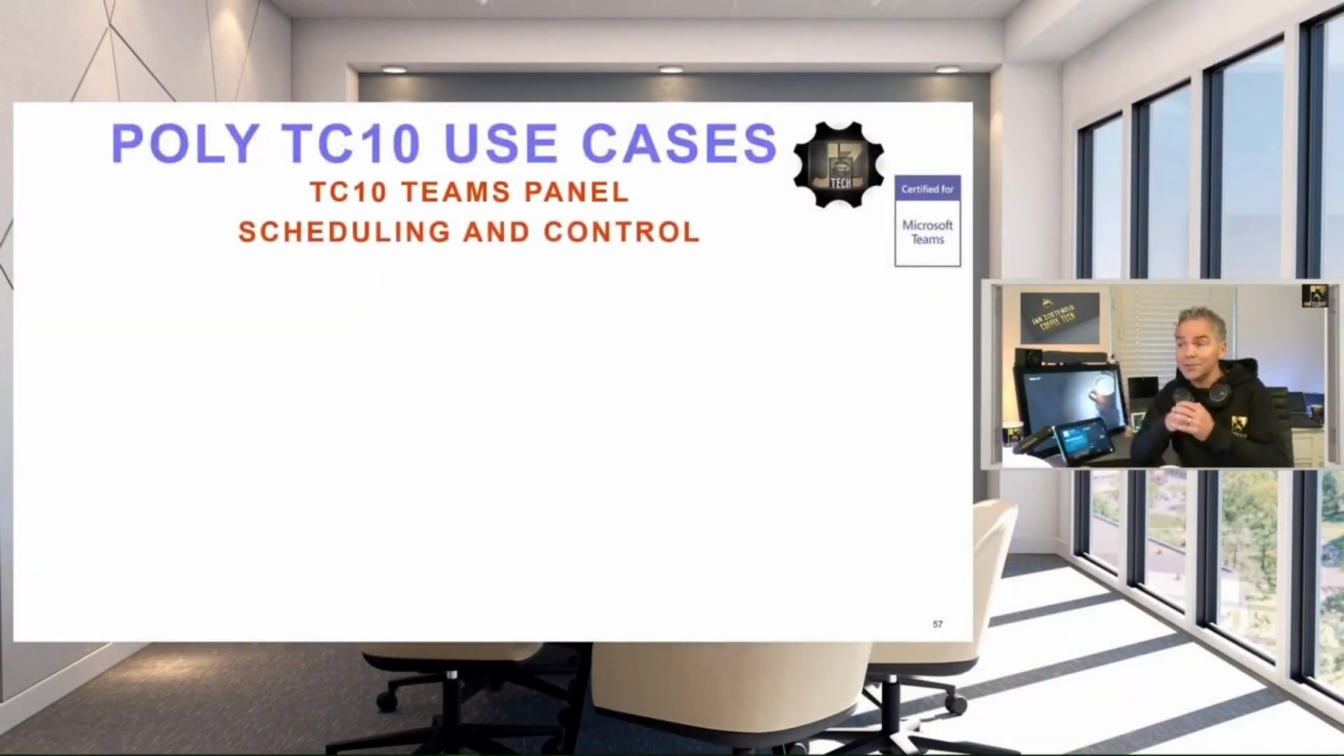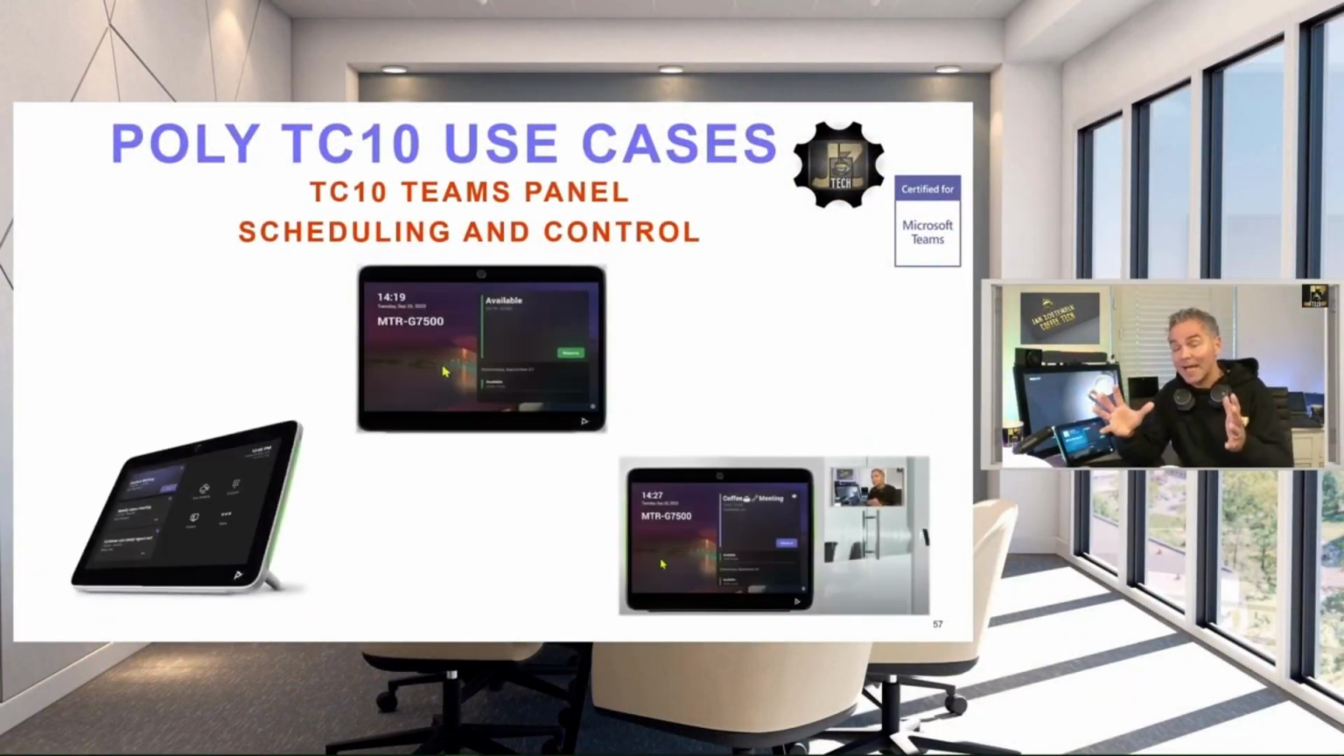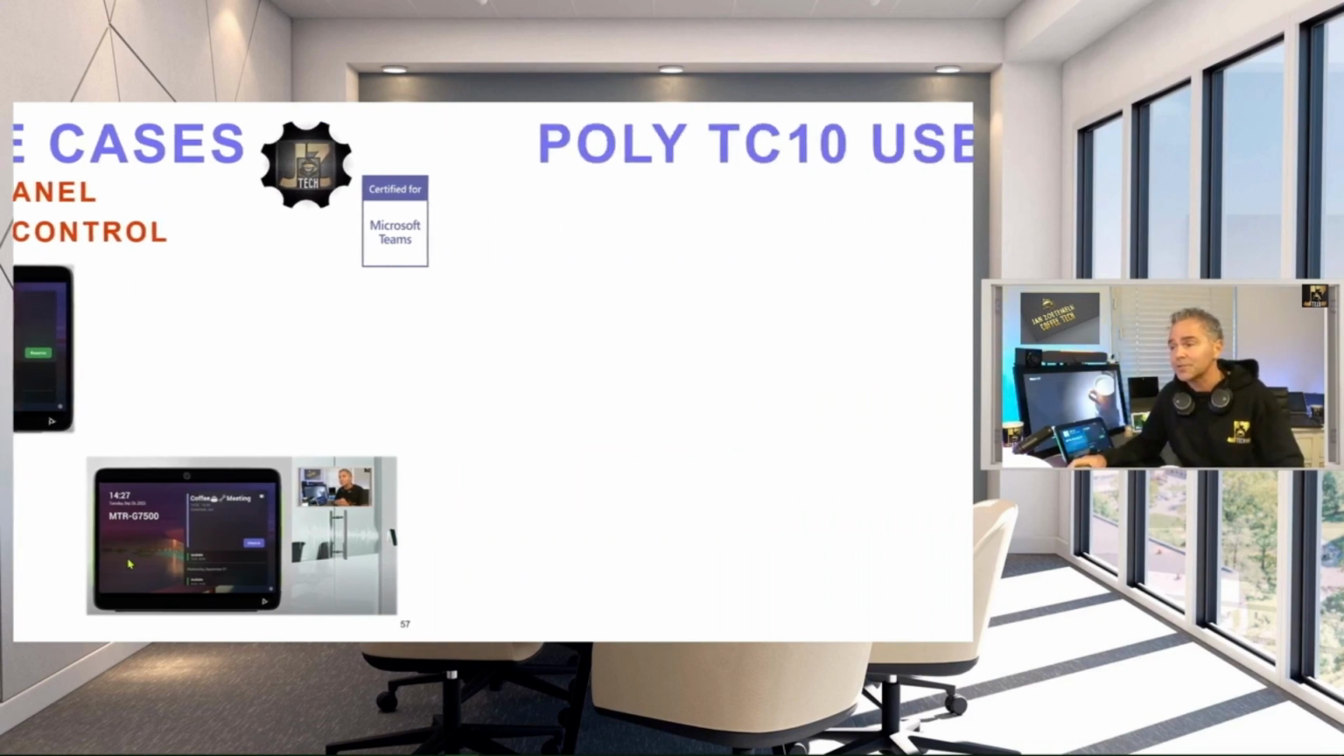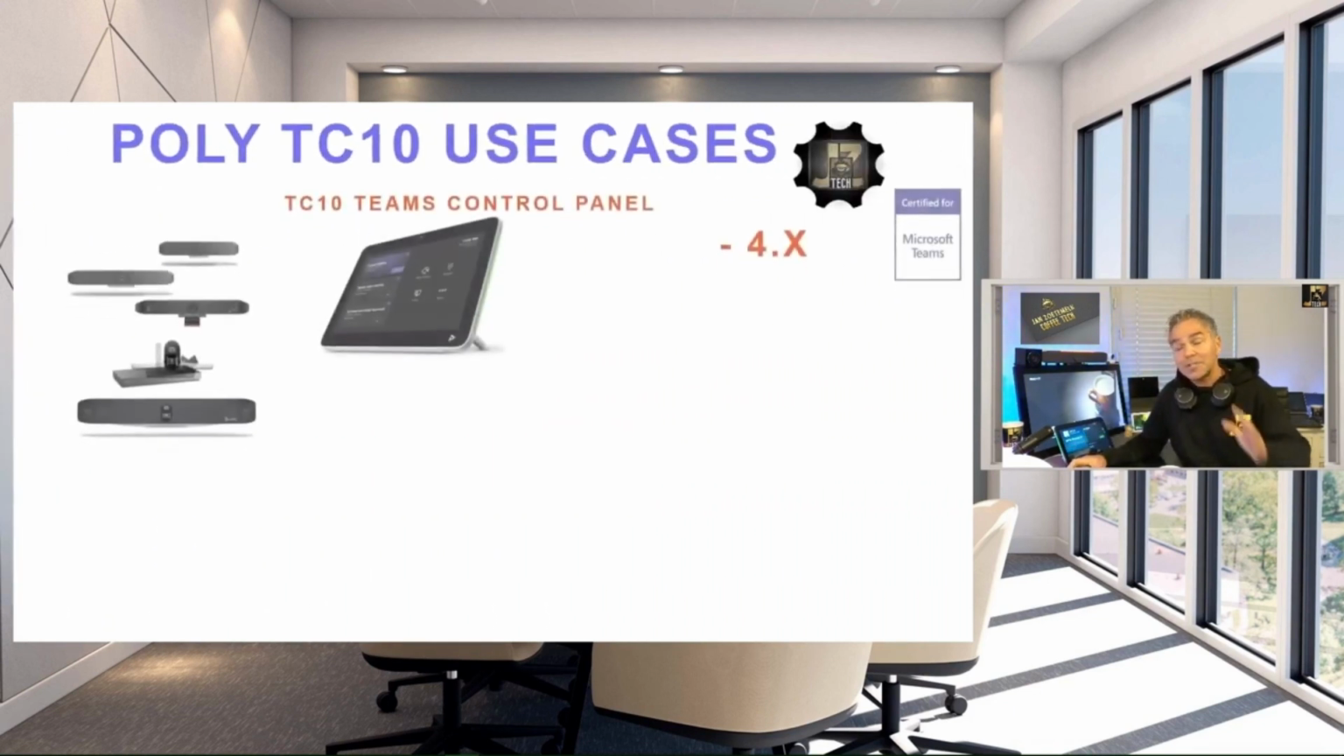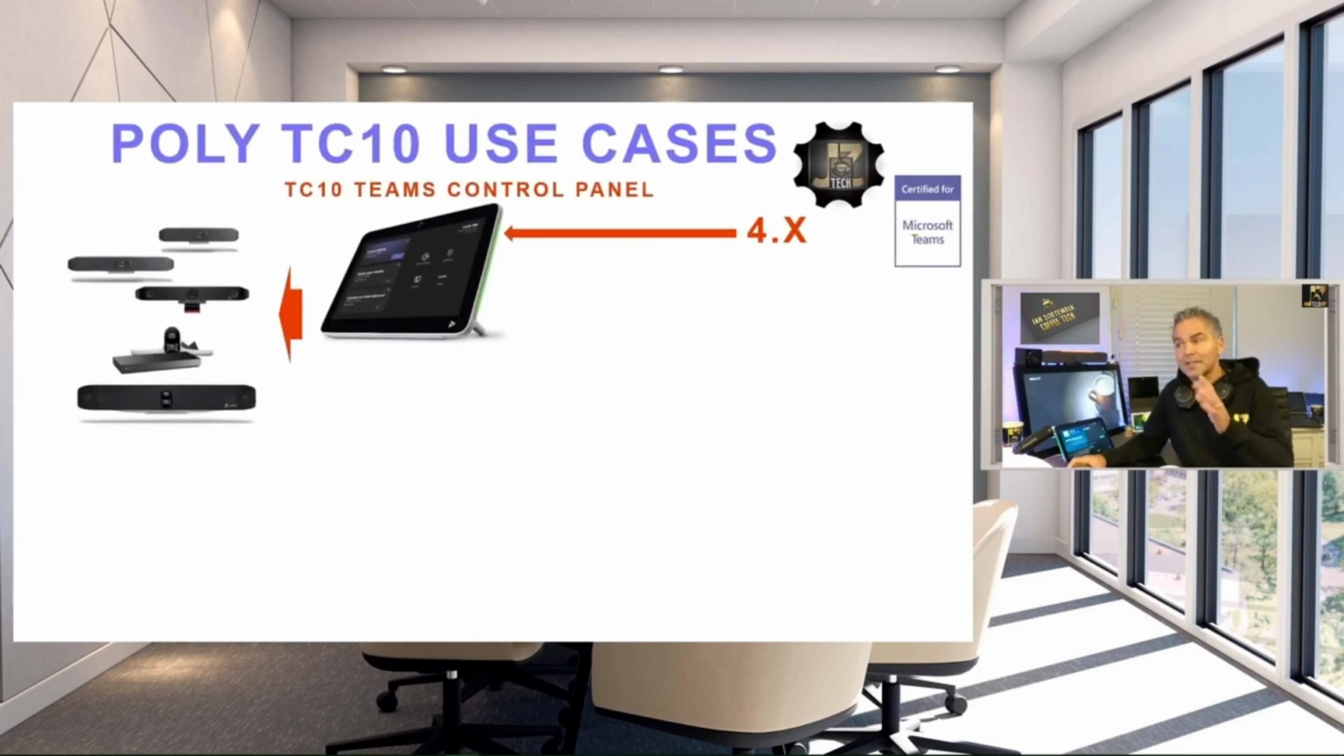Now let's look at the use cases of the Poly TC10. I think this is a really nice one, but also some things which are good to know, specifically looking at versions. So you can use the TC10 as a control panel at the table, or you can use it as a scheduling panel at the entrance of the meeting room. And I did some videos on that earlier, which you're able to review if you're looking for more details on that. Now, specifically on the versions, I think that is important.